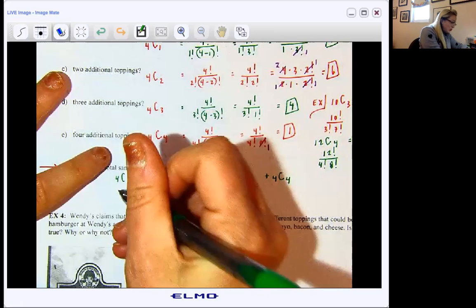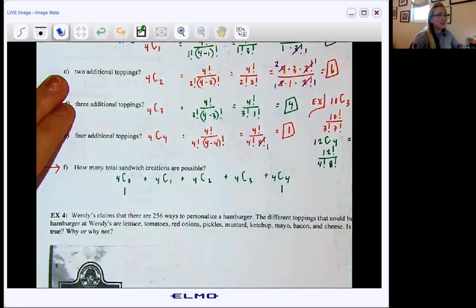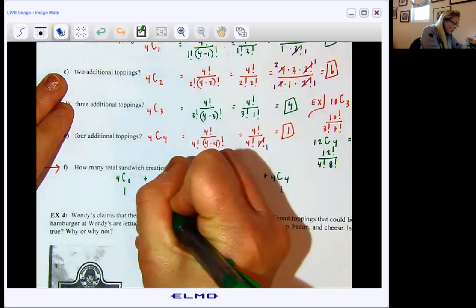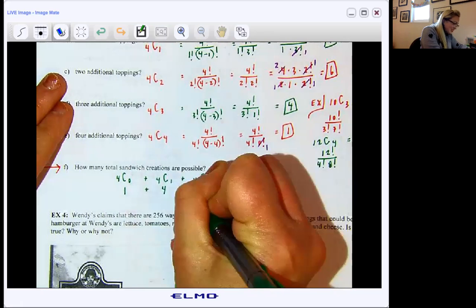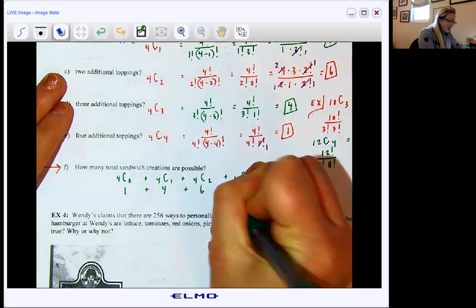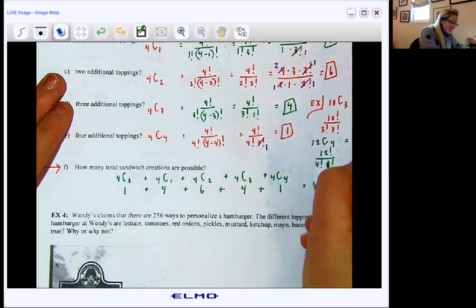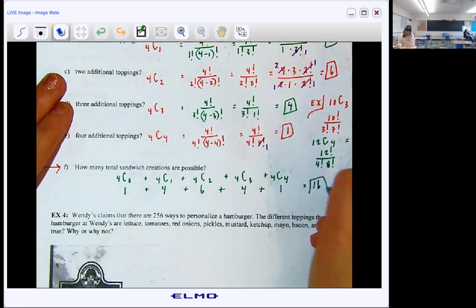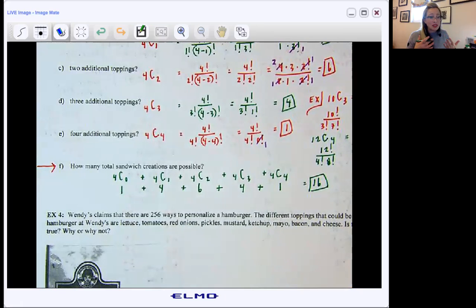And I know that 4 choose 0 is 1, and so is 4 choose 4, right? Here's my numerical palindrome. I know that 4 choose 1 is going to be 4, and so is 4 choose 3. And then 4 choose 2 was 6. So if I add all of these up, I get 16 total sandwich creations. So 16 total options, right? Because we could have no toppings, we could have all the toppings, or something in between.